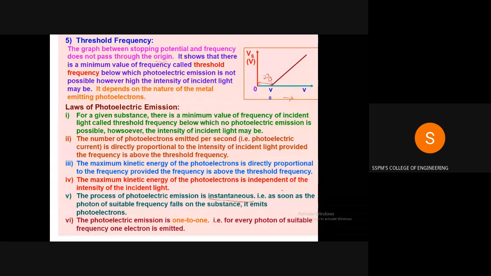Okay. The process of photoelectric emission is instantaneous. There is no time delay.